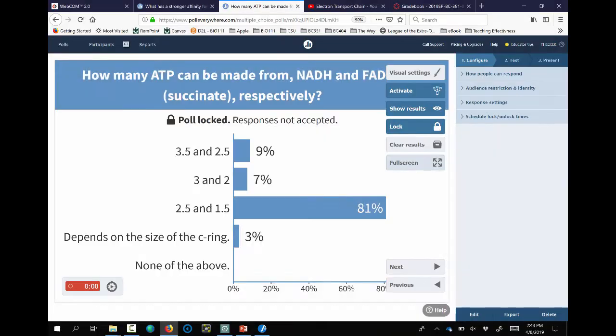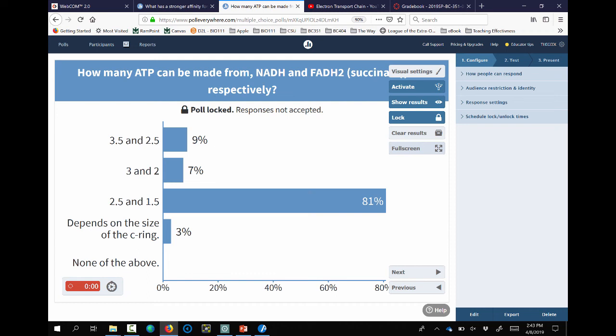So at this point in time, I can see why 81% of you said 2.5 and 1.5, because all of you have had a group work where I told you that 2.5 and 1.5 were the ATP that's going to be made from NADH and FADH2. So not only did I trick you there, but I'm tricking you here. Okay, I know I'm tricky. It's okay, you're going to get over it, okay?